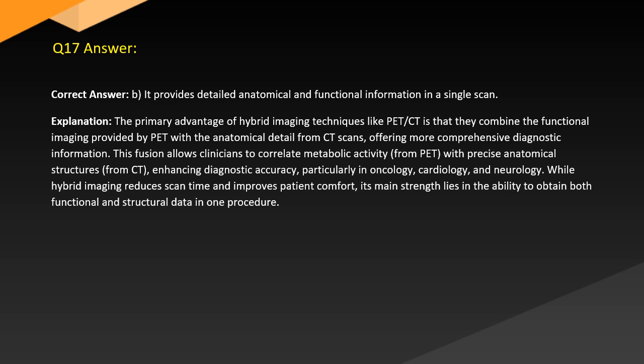Answer. Correct answer: B. It provides detailed anatomical and functional information in a single scan. Explanation. The primary advantage of hybrid imaging techniques like PET is that they combine the functional imaging provided by PET with the anatomical detail from CT scans, offering more comprehensive diagnostic information. This fusion allows clinicians to correlate metabolic activity from PET with precise anatomical structures from CT, enhancing diagnostic accuracy, particularly in oncology, cardiology, and neurology. While hybrid imaging reduces scan time and improves patient comfort, its main strength lies in the ability to obtain both functional and structural data in one procedure.